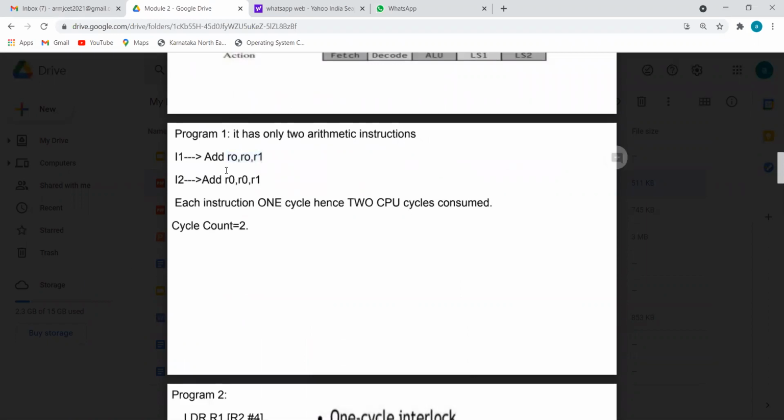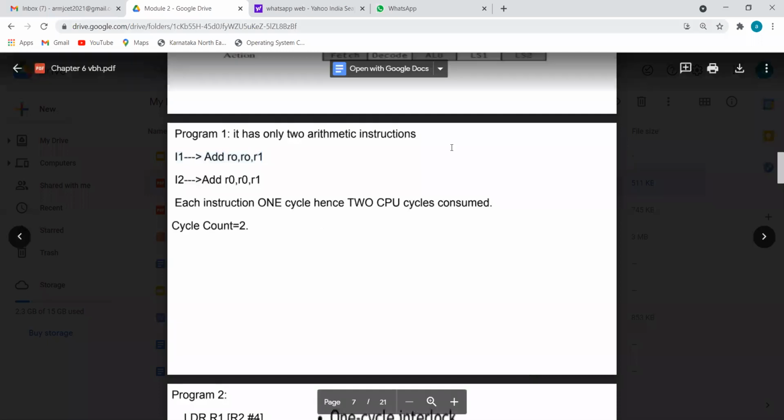Addition is very simple, so it will take one CPU cycle for this, plus another CPU cycle for instruction 2, hence totally 2 CPU cycles. So the cycle count is 2. Is it clear?